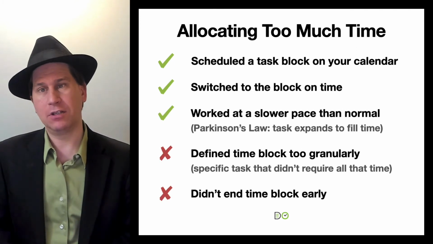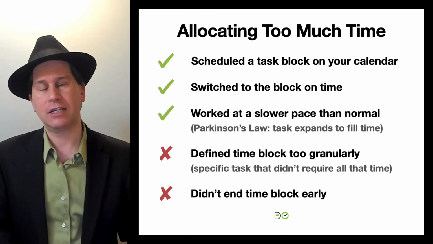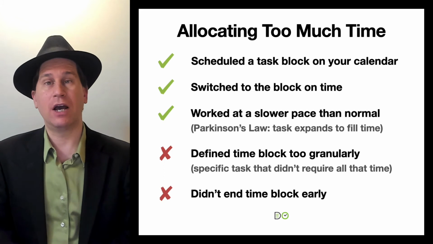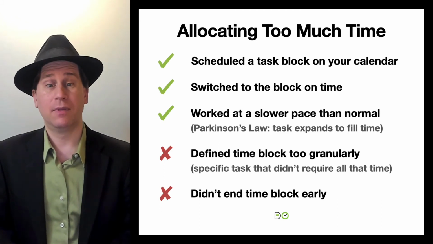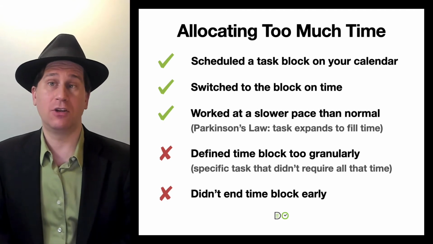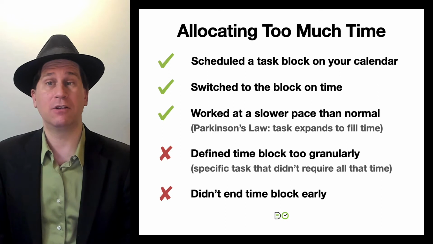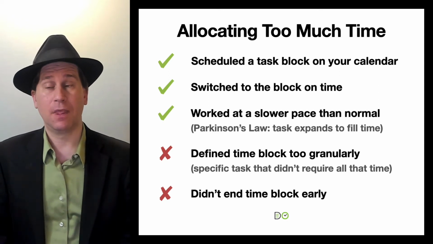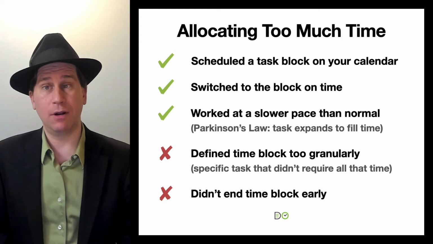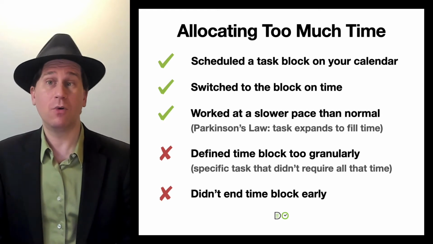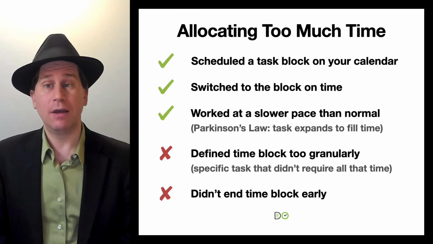Another thing that happens is where we allocate too much time. This is particularly when we're using task-based time blocks, right? Where I schedule a task block on my calendar, I switch to it at the time, but then I'm working at a slower pace than normal. This is what I talked about before, Parkinson's law, where tasks expand to fill the time given to them. And so if I allocate 2 hours to write a blog post, it's going to take me 2 hours to write a blog post. Whereas if I only allocate an hour, it might only take me an hour.